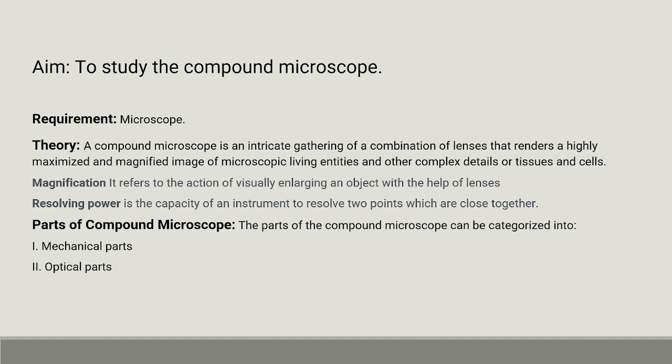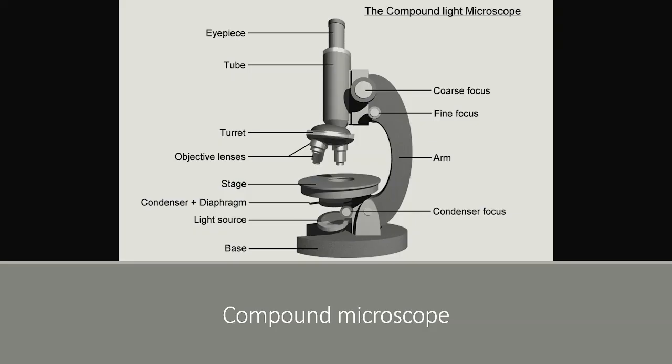The parts of the compound microscope can be categorized into mechanical parts and optical parts. First, we will see how the compound microscope looks. So, it is the compound microscope. It is the structure of compound microscope.